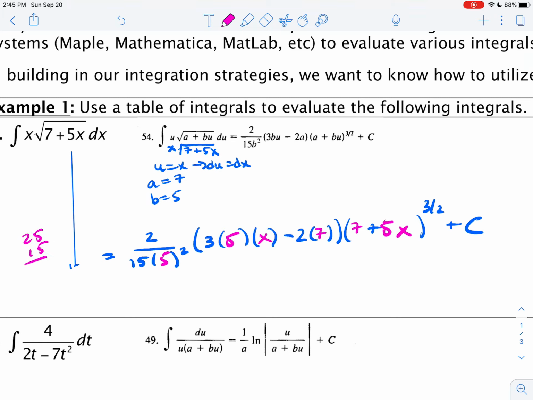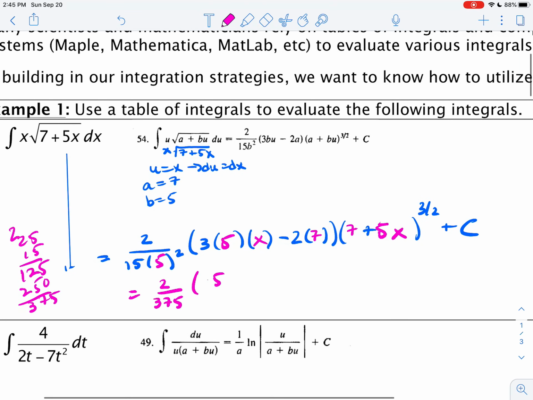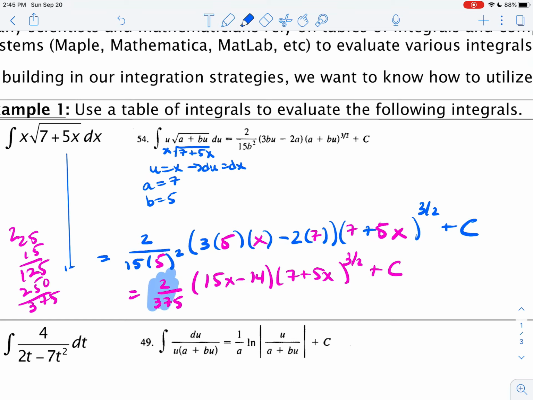Then we can go forth and simplify. We would have 15 times 25, and 25 times 15 is 375, so we would end up with 2 over 375 times 15x minus 14 times 7 plus 5x to the 3 halves plus c.